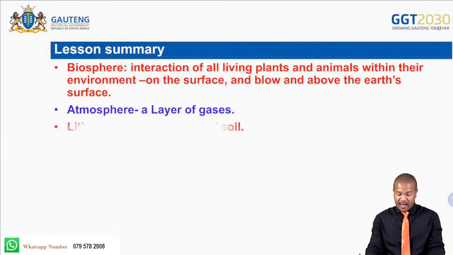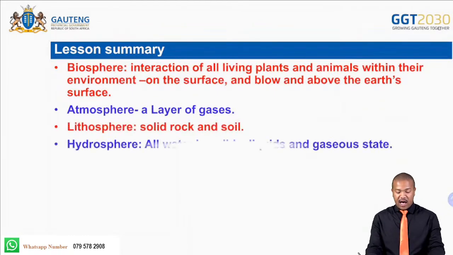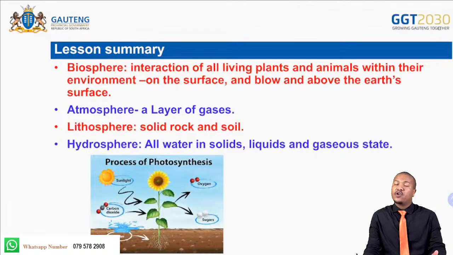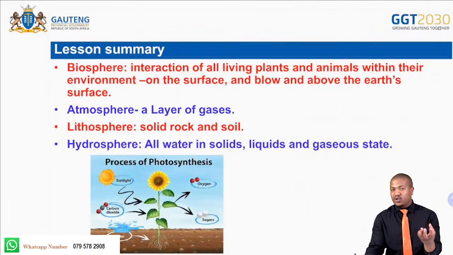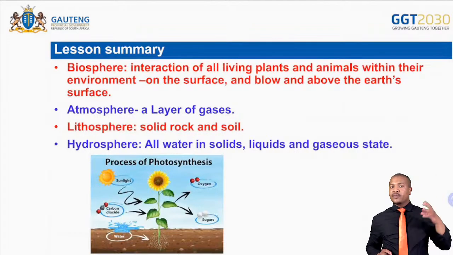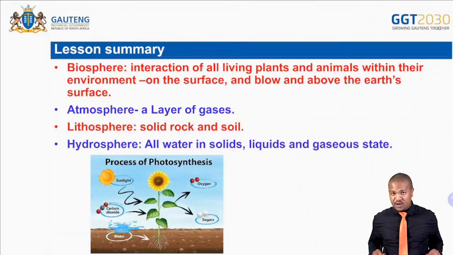Atmosphere, just a reminder, a layer of gases around Earth. Lithosphere, all solid rocks and soil. Hydrosphere, all waters in solid, liquid, and gaseous state. We also introduced the topic of photosynthesis as a good example of the interactions between living things and non-living things. Hence, the plant is able to get carbon dioxide from the air, water from the hydrosphere, and it is planted in the lithosphere, where it gets some nutrients as well to carry out the process of photosynthesis.